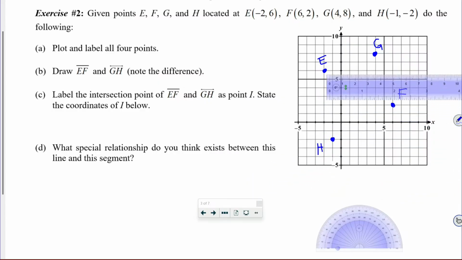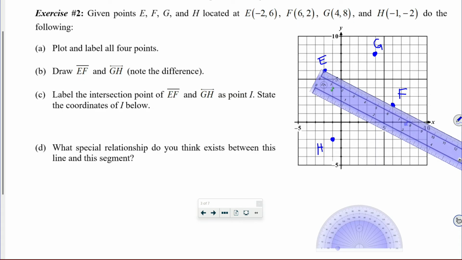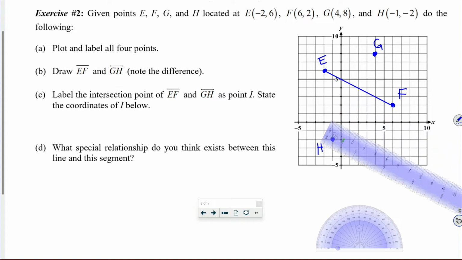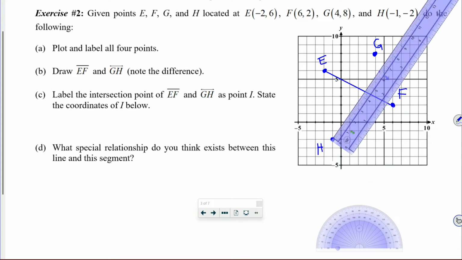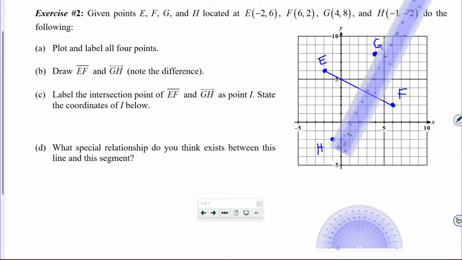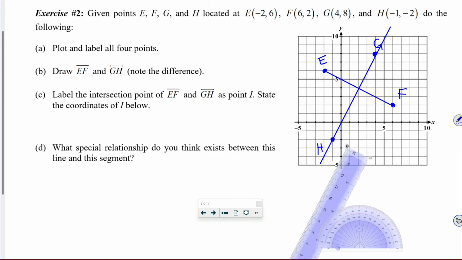All right, so let's first draw that segment in. We just want the segment that begins at E and ends at F, or vice versa. Doesn't really matter. But then we want a line that passes through both H and G, all right, but doesn't end at them. Right, so I'm going to kind of extend this a little bit, hopefully, and get rid of my ruler. There we go.